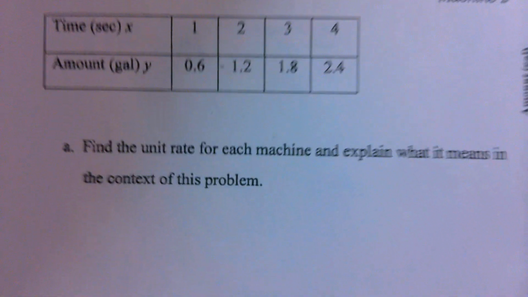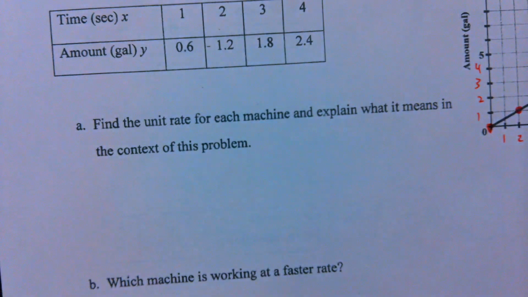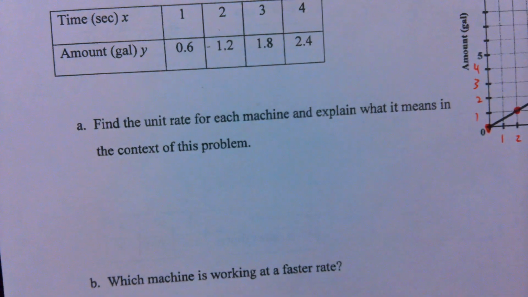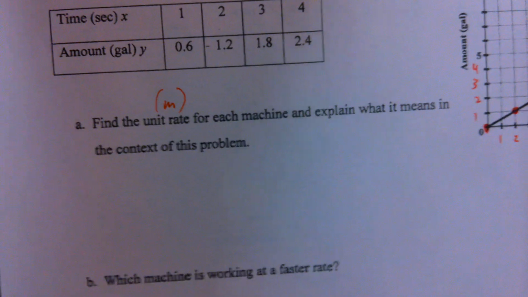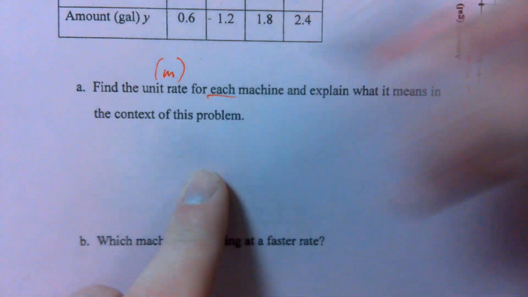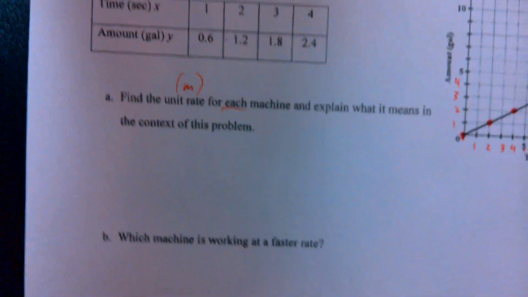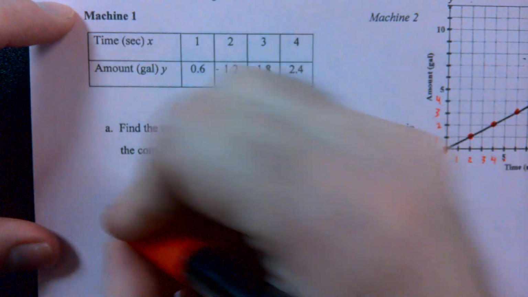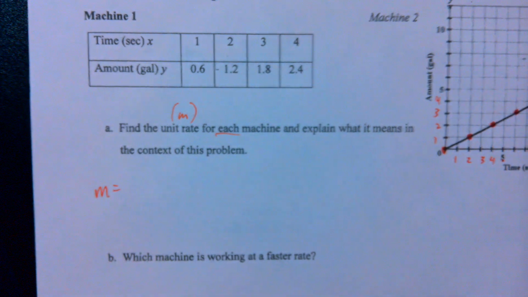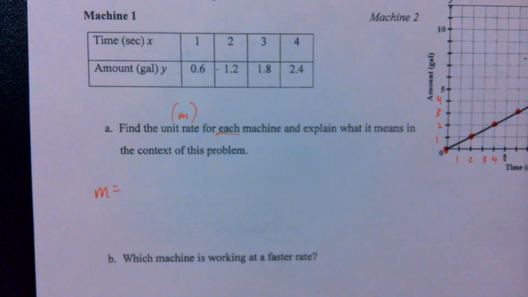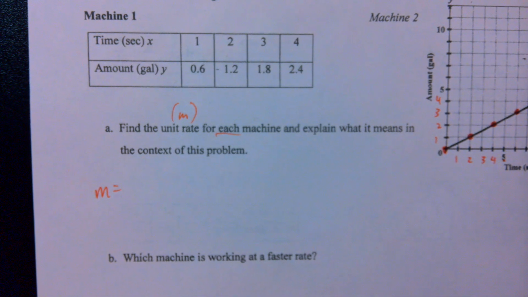Okay, so I can use any of those points if I want to find my slope. Let's go back and see what we have to do. So the first thing we need to do is find the unit rate. Again, that's just m. So we're going to find our slope for each machine and explain what it means. So let's look at machine number 1 first on the table. If I have a table, how can I find the slope of that table? Graph it. Change in y over my change in x. That's right.